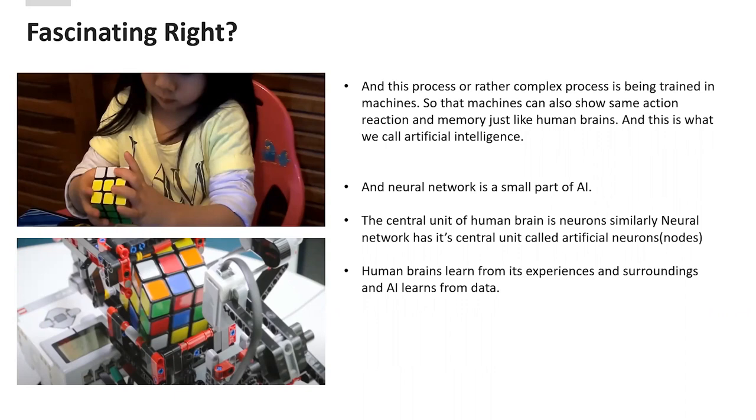So the neurons inside our body are part of the central nervous system, and we call it a neuron. But the neurons inside an artificial body or object are called artificial neurons, and we call them nodes as well. Now, human brains learn from their experiences and surroundings, and AI learns from data. So whatever data you feed to these objects, you will get a similar type of response, right?